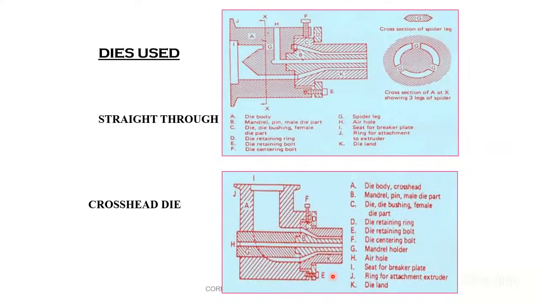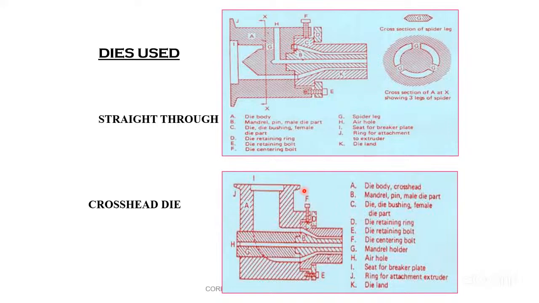See, again die bushes are there. The die ring is there. Retaining bolts are there. Centering bolts are there. So how much coat, how much insulation we have to apply on the cable or the wire, we can easily adjust with the help of the F bolt. That is the centering bolt. This is the centering bolt.